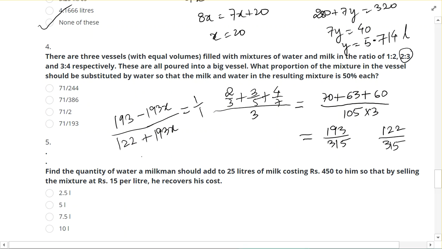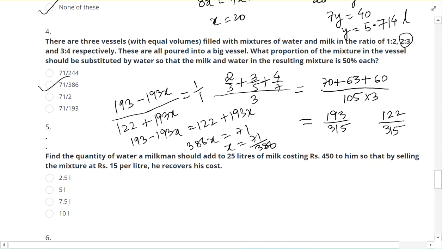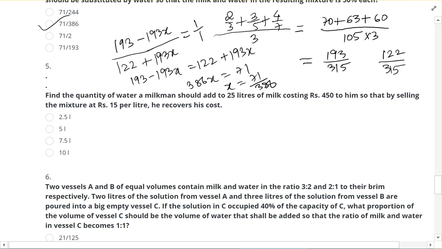Now 193 minus 193x is equal to 122 plus 193x. Hence 386x is equal to 71. So x is equal to 71 upon 386. This question was calculative.